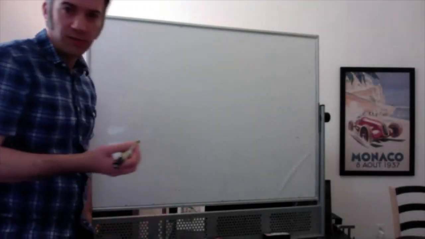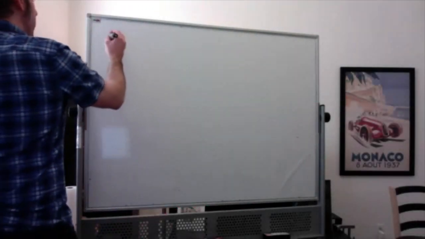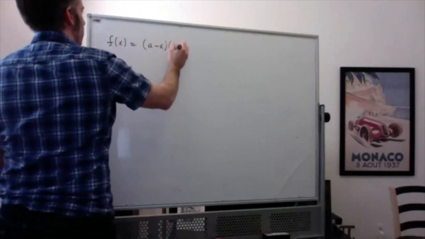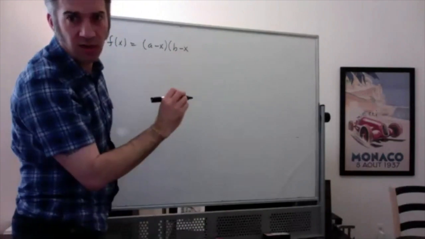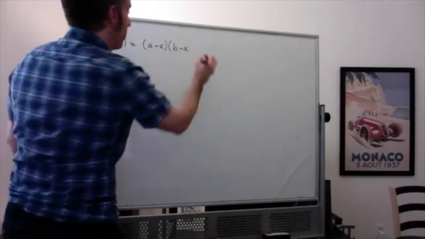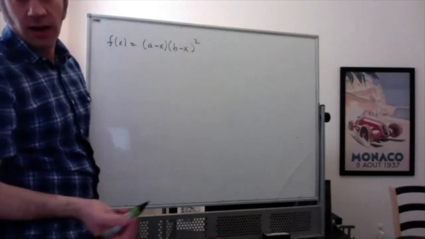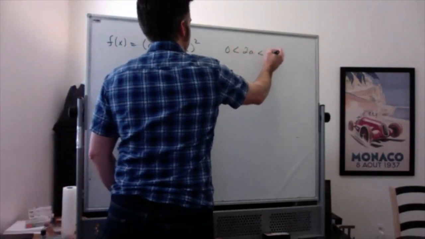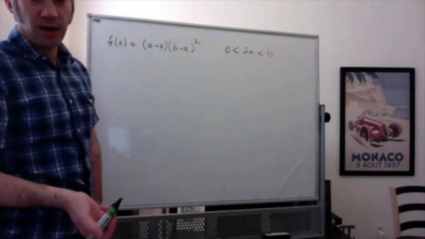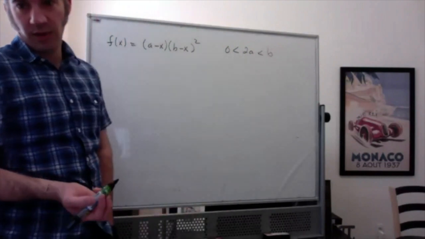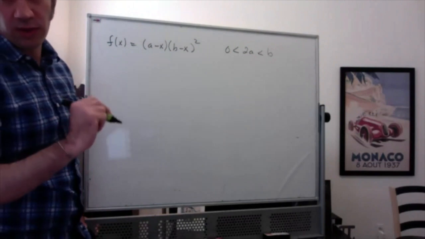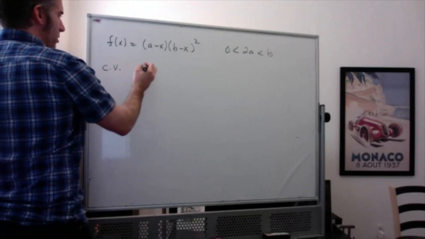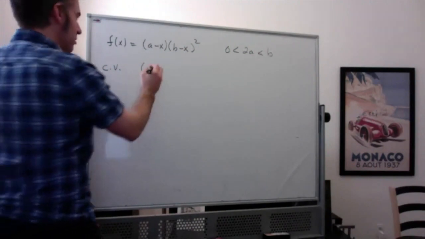So consider a function f of x equal to a minus x times b minus x, quantity squared. And we are told that 0 is less than 2a is less than b. So that a and b are both positive and b is bigger than twice a. All right. There are two critical points. And critical points that are given to us, or critical values, they are b comma f of b.